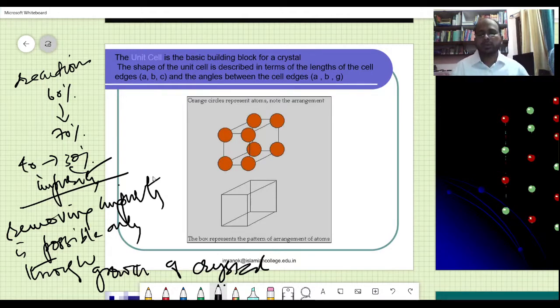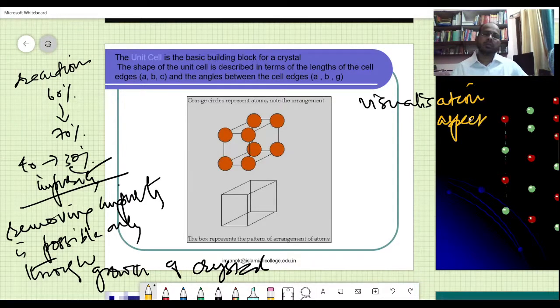Okay, so let us have a look into the visualization part. You can see that the circles represent atoms, and you have your arrangement. So this arrangement is corners only. The arrangement is now fitted into a cube, or rather than the cube, you can call it a cuboid. In a cube, you have A equal to B equal to C, but in a cuboid, A equal to B, which is not equal to C, and this is because of the difference in size of the atoms.